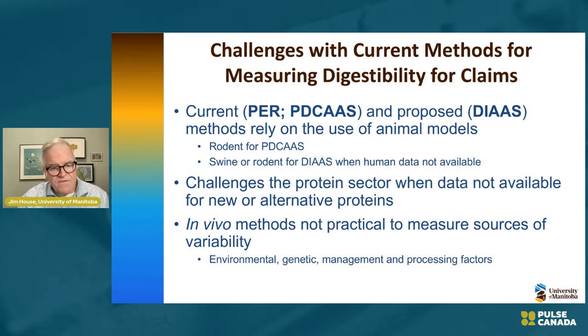And in particular, in vivo methods are not practical to measure those sources of variability that exist when you're looking at influences on either the amino acid composition or on the digestibility. For the purposes of today, I'm not going to talk about variability and the requirements for substantiating or validating methods associated with amino acid determination. That's a whole other component and requires further attention. But I'll be focusing primarily on alternative approaches to measure digestibility, in particular for protein content claim substantiation.